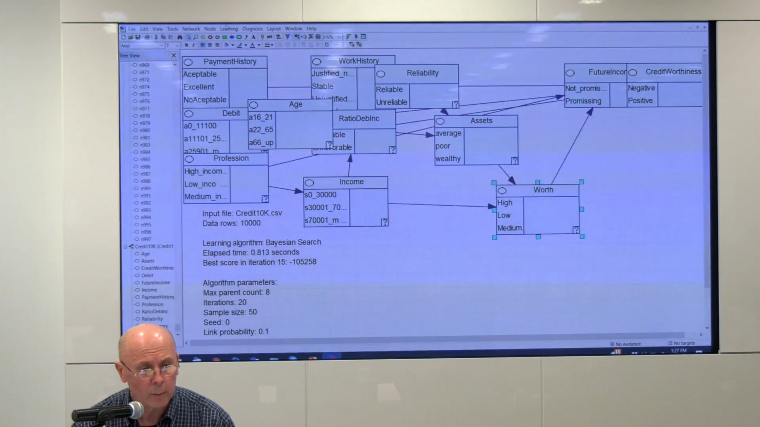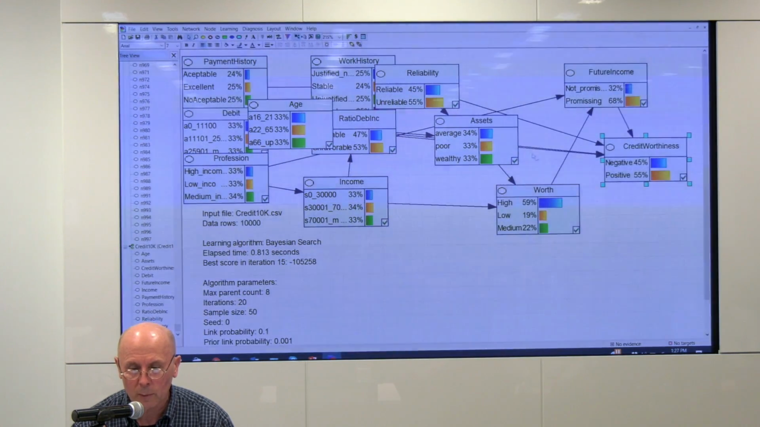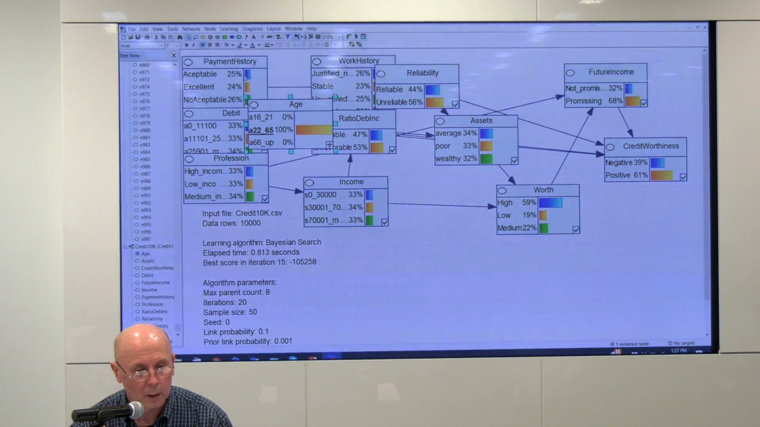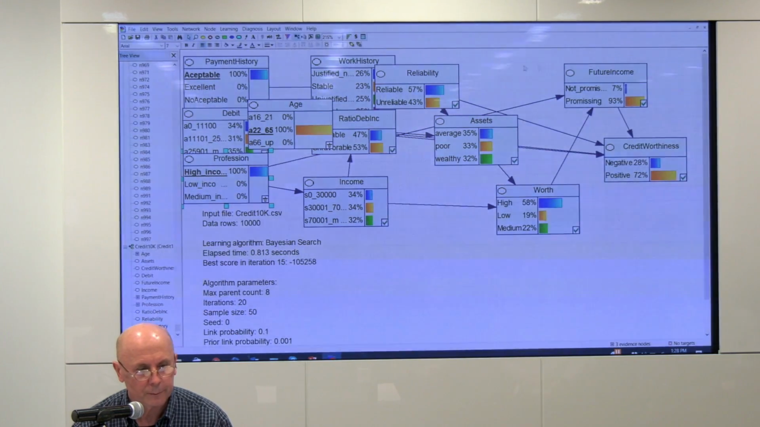So now let me show you that the network I learned in a fraction of a second from the data can be used in inference. If I want to know whether my new customer will pay off the loan, this is the credit worthiness variable, I can just start asking questions. What's your age? What's your payment history? Profession, etc. And you see the posterior probability distribution over this variable changes. So I can embed this now into an expert system quite quickly.